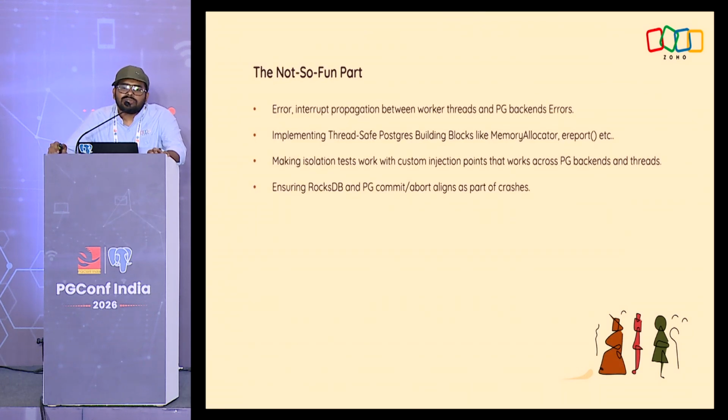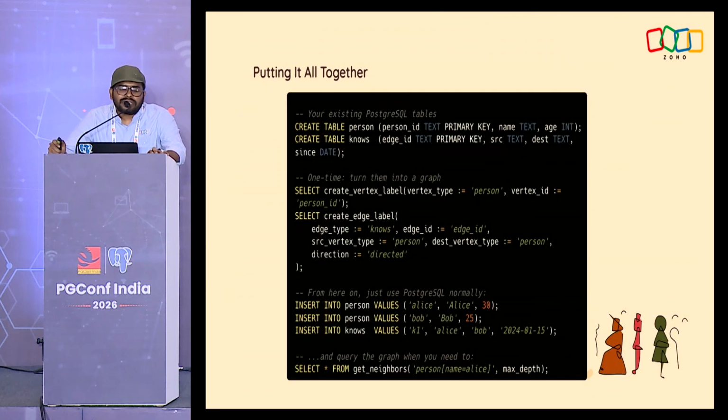When it comes to our architecture, the main problem is PG is process-oriented, whereas our architecture is entirely thread-oriented. So error propagation and interrupt handling are not natively possible, and you might need to do some hacky things. One more thing is RocksDB and PG are two different systems, so aligning their commit and abort is another challenge. Putting it all together, you either define new tables or use your existing tables and mark them as vertex or edge, insert your data, and just use our graph queries.